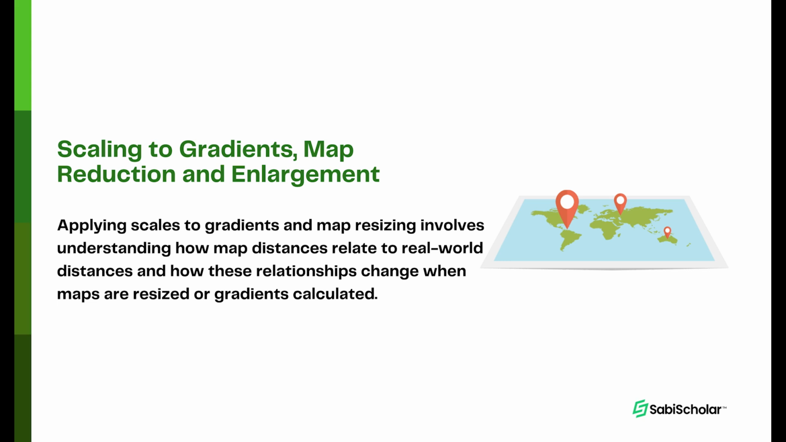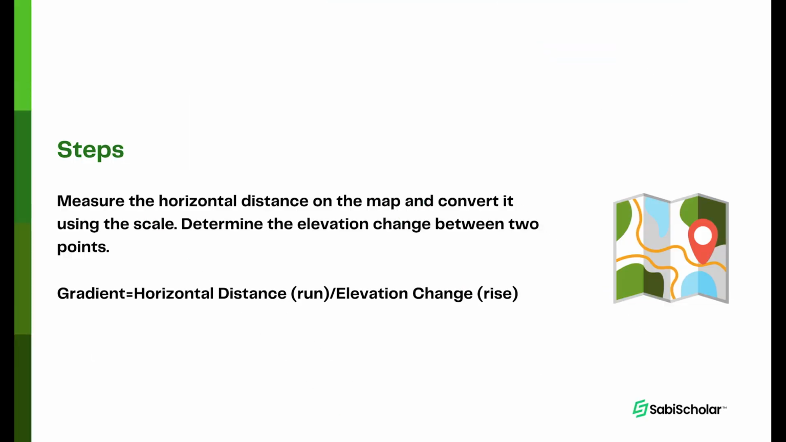A gradient or slope on a map represents the rate of change in elevation over a certain distance. To calculate gradients using scale, we would have to follow specific steps. Essentially the steps we'll be using would be to measure horizontal distance on a map, determine the elevation change, and also calculate the gradient, which would be equal to horizontal distance, which is called the run, divided by elevation change, which is called the rise.